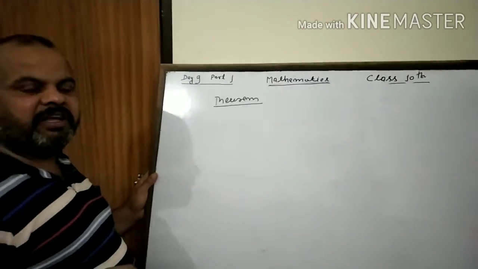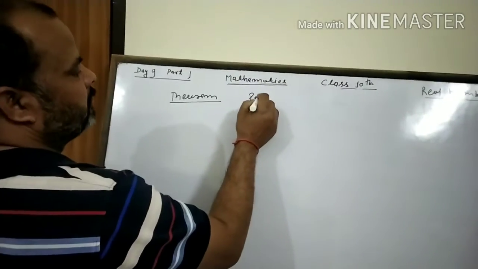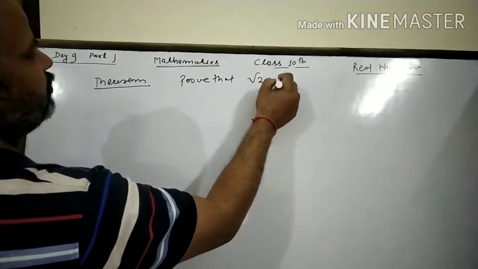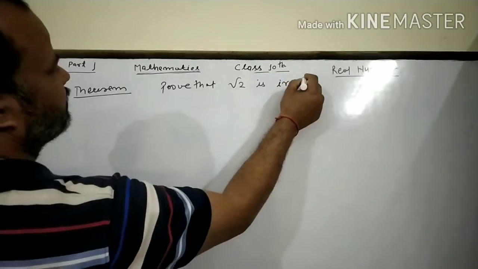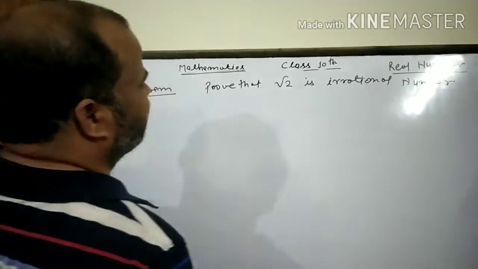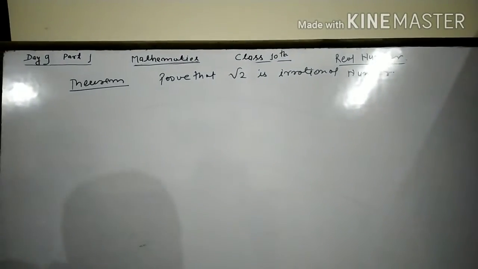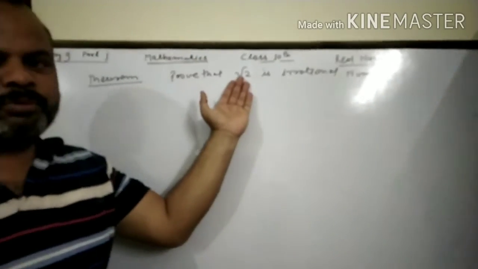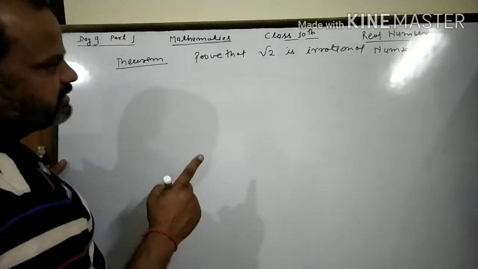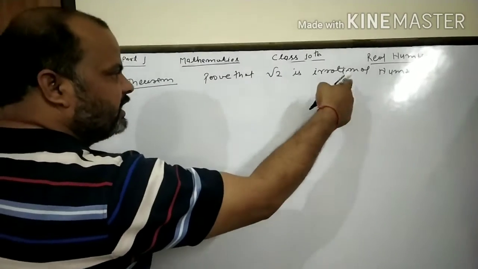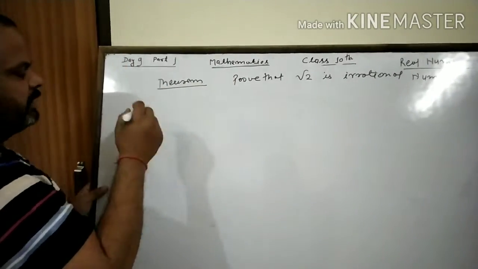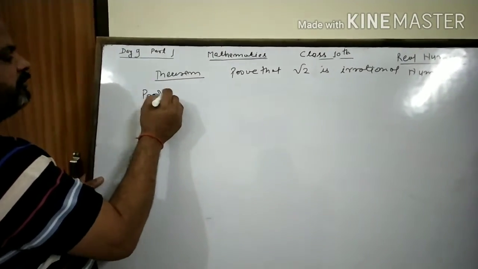Prove that it is the irrational number. Prove that root 2 is an irrational number. It is a very important topic. Sometimes it is asked with root 3, root 4, root 5, root 6, root 7 and so on in place of root 2. Here we can prove that root 2 is an irrational number. We know that root 2 is irrational, but we want to prove it. Clear? Then here you write the proof.